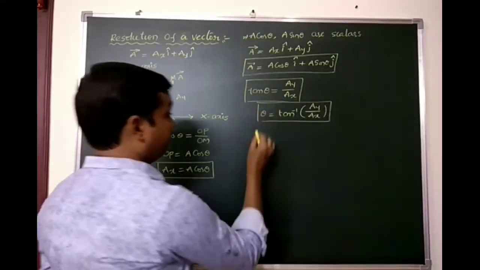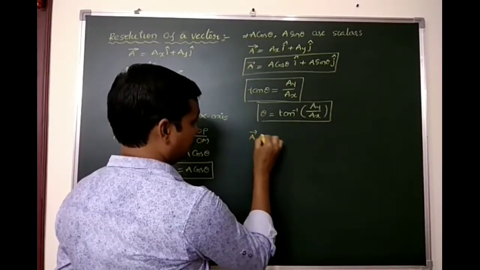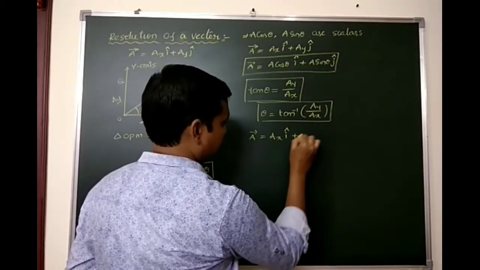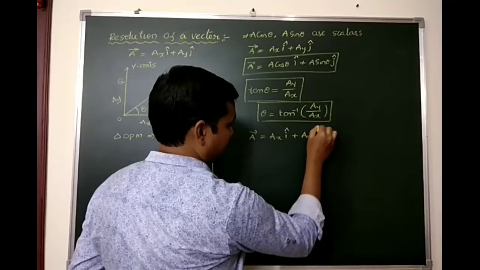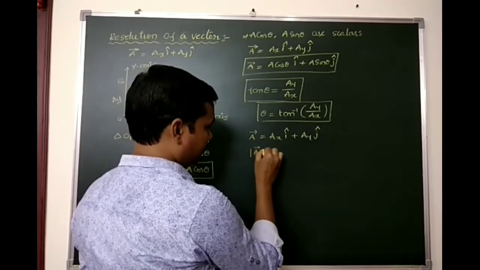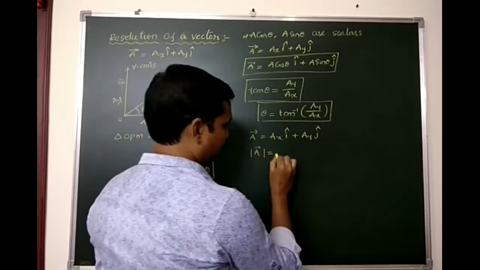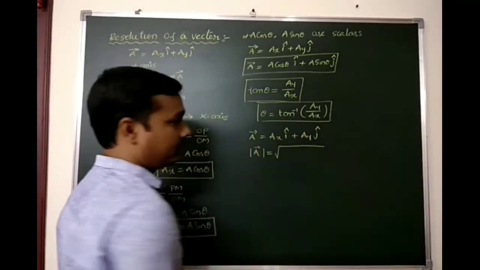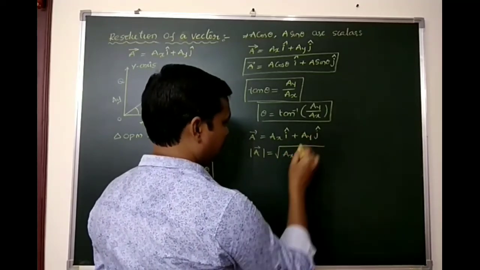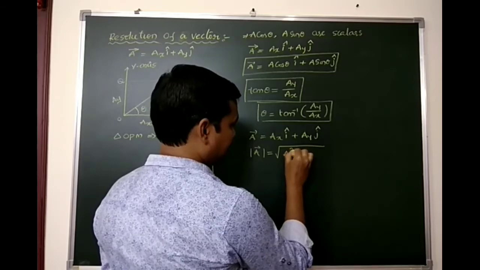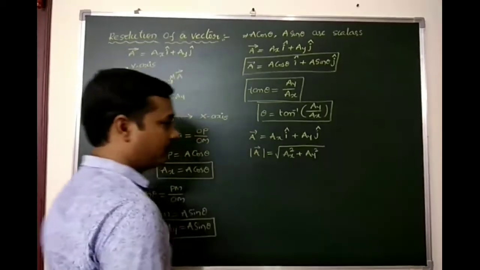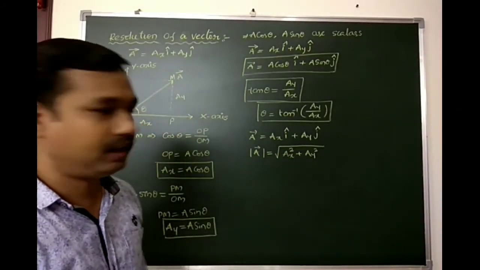How can we find the magnitude of a vector? A vector is Ax i cap plus Ay j cap. How can we find the magnitude of this vector? The magnitude of a vector is equal to the square root of the sum of the squares of the components of the vector along the x-axis and along the y-axis. So we get Ax square plus Ay square. This gives you the magnitude of a vector.